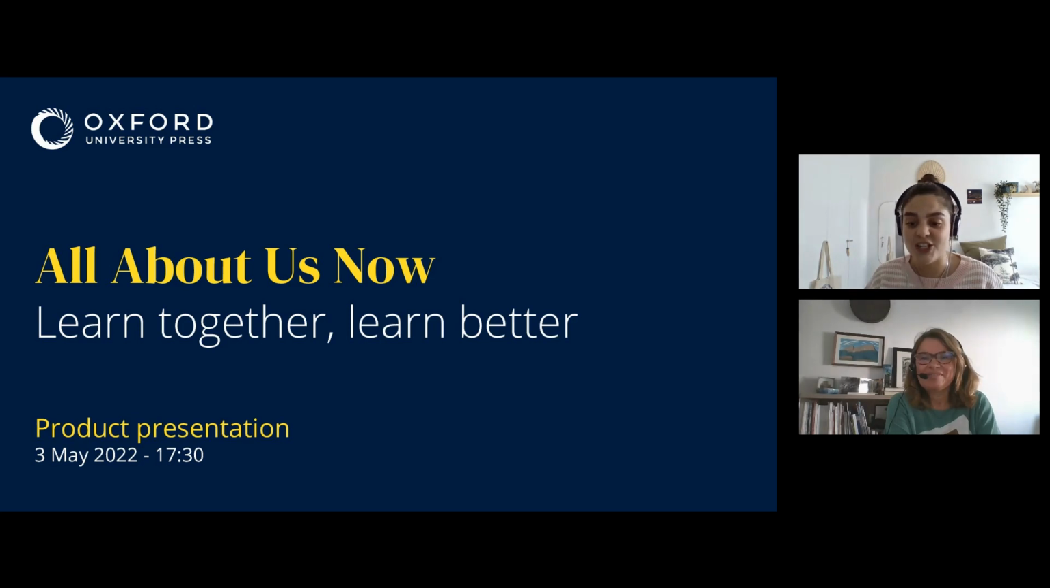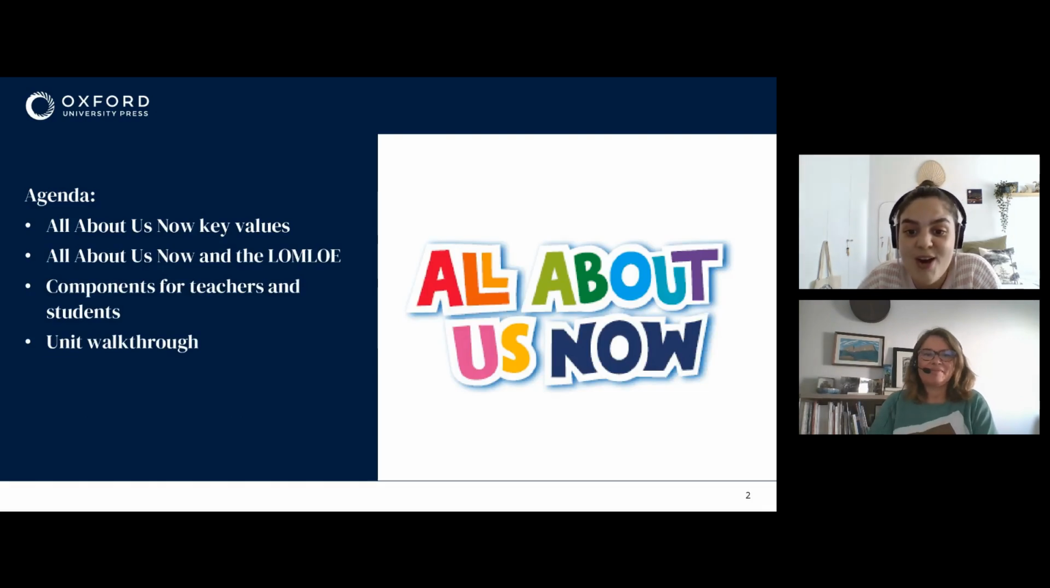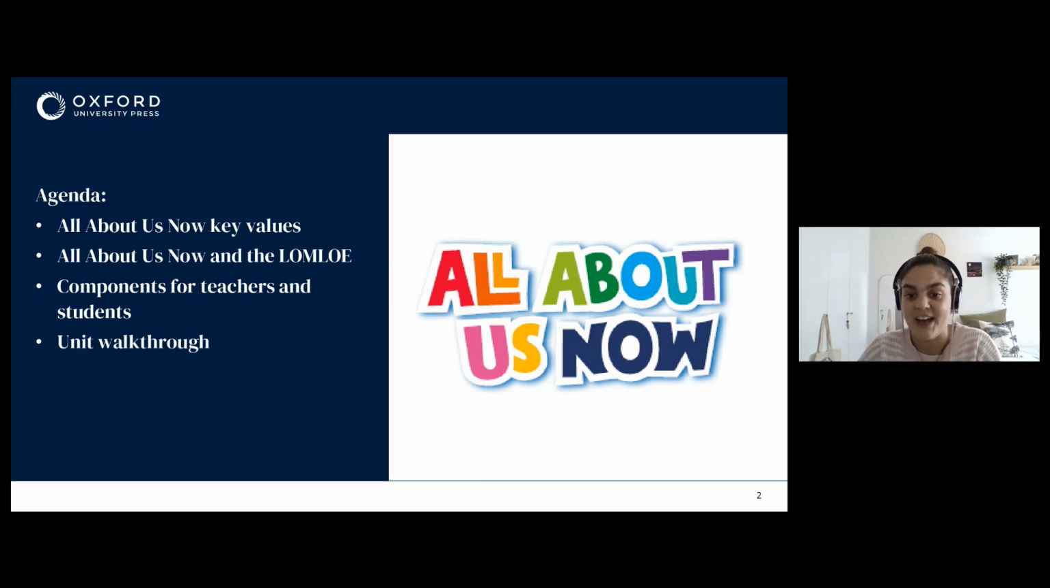The aim of the session is to give an overview of All About Us Now, and we are going to be looking at the following aspects. We are first going to look at the key values. Then we will look at how it covers the LOMLOE requirements, the new requirements from the educational reforms. After, we will look at the components for both teachers and students. And lastly, we will look at the unit walkthrough. Thank you again for being with us today, and we hope you enjoy the session.